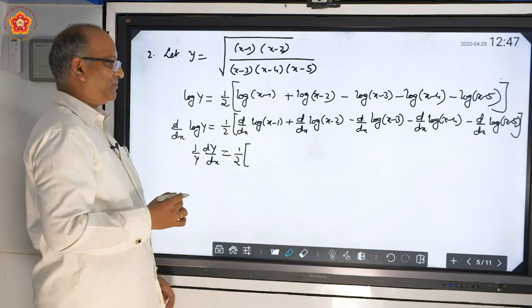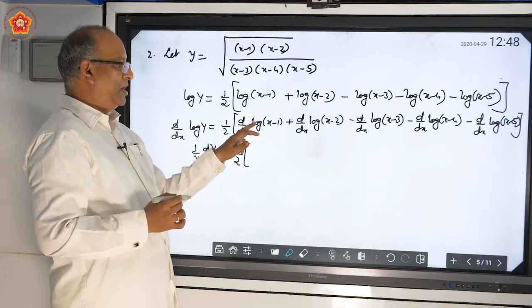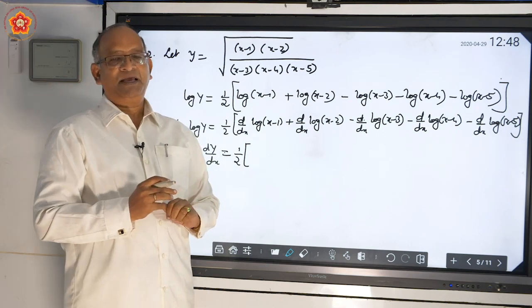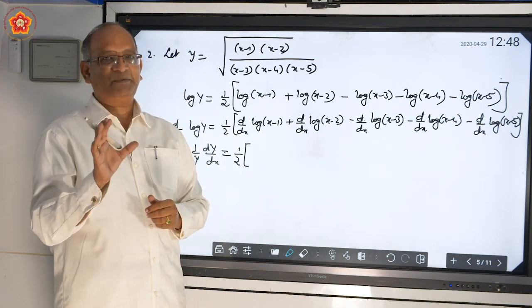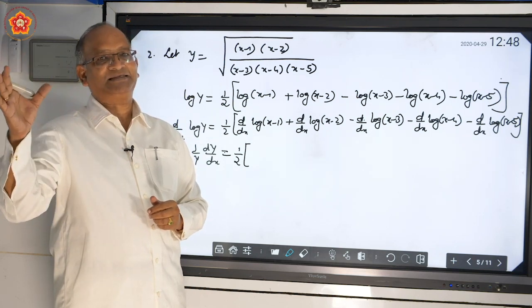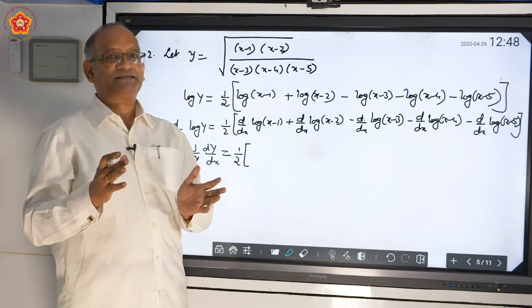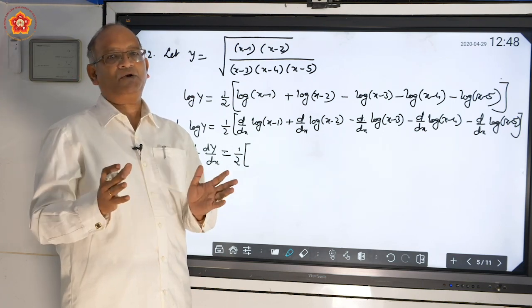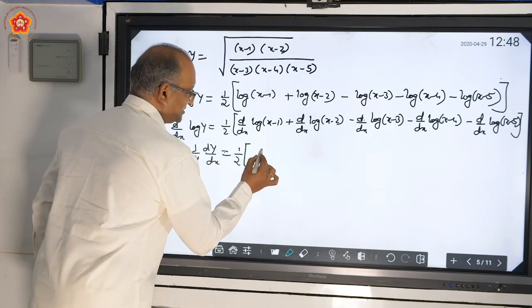Now come to the first one, because if you understand one, you can find for all of them without any difficulty. Log of x minus 1. If it is just log x, answer is 1 by x. But since it is x minus 1, we take x minus 1 as t and differentiate both sides. You will get dx equal to dt. So it is not going to make any difference. And so the answer is 1 by x minus 1.